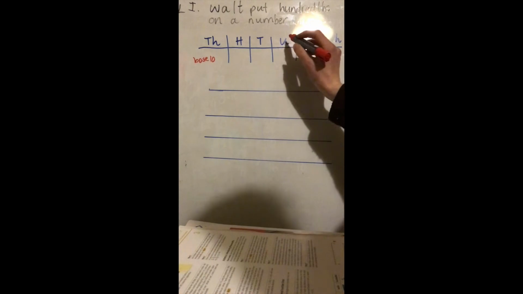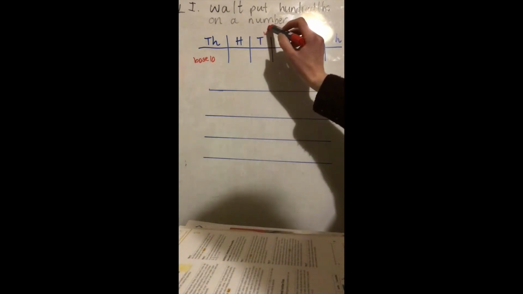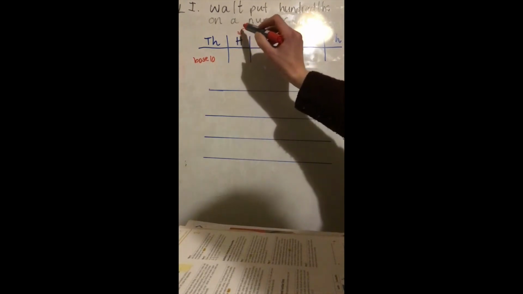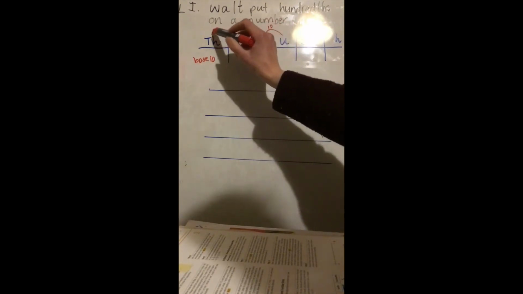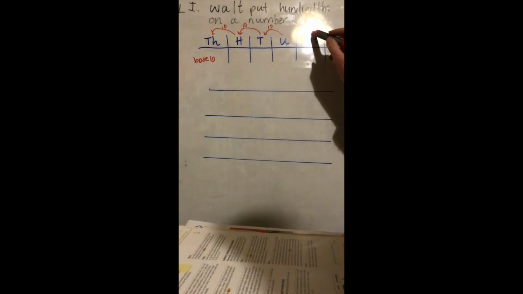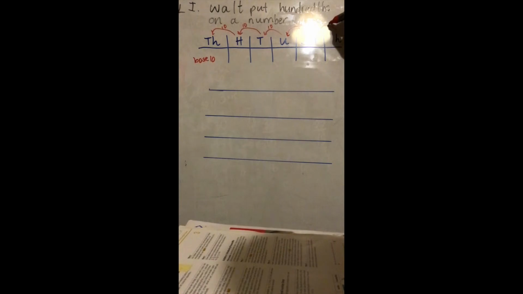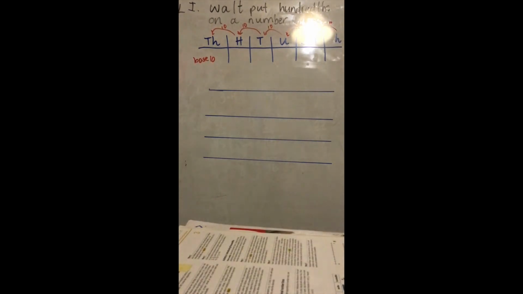So we know that there are 10 units in a 10, there are 10 tens in 100, there are 10 hundreds in 1,000, just like we know that there are 10 tenths in a unit, and guess what? There are 10 hundredths in every tenth, and that's what we're going to be talking about today.